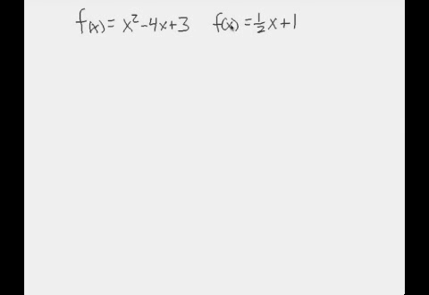Let's look at this procedure again for these two equations. The quadratic, x squared minus 4x plus 3, and the linear 1/2 x plus 1. We want to find their intersection. Now if you go ahead and use your grapher, you'll find that this is one of those cases where you have a parabola and a line that intersects in two different spots. So let's go through the procedure. Set them equal to each other.